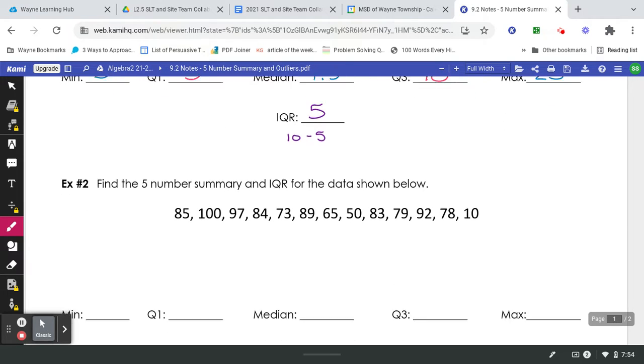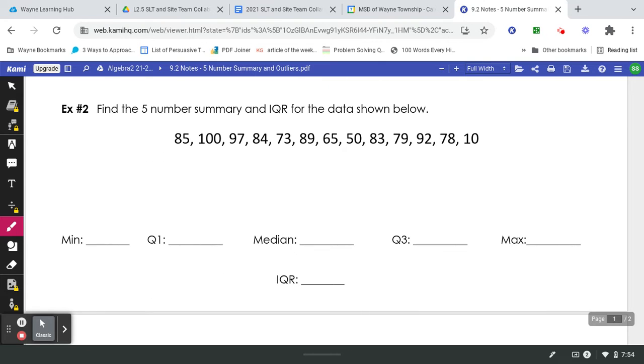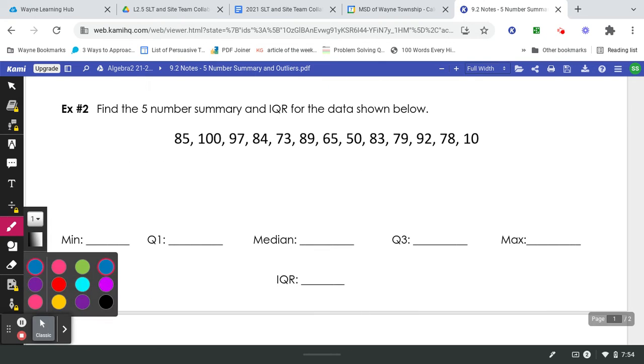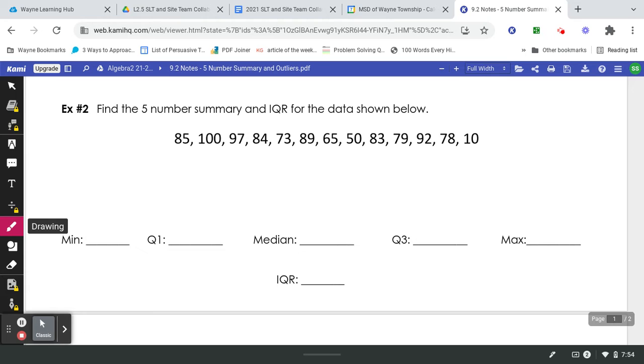All right. Example number 2 is not in order. So the first thing you need to do is put that in order. Always looking for the smallest number first. It's going to be 10. And as I do it, I just cross it off. I don't see anything in the 20s or the 30s or the 40s. The next number I see is a 50. And then I go to the 60s, which would be 65.